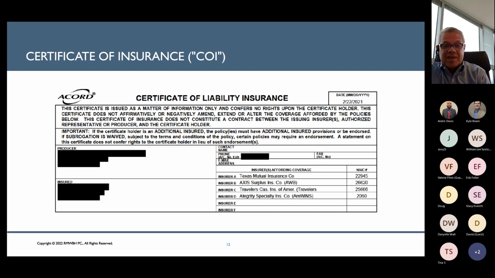That is something else, and that's not their insurance. So you always want to make sure when you are signing a contract that the insured's name as listed in the certificate of insurance is the exact same name as listed in your contract.